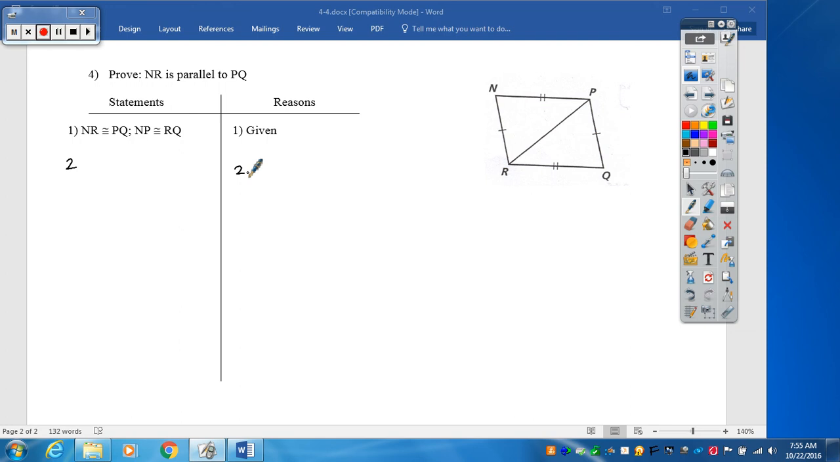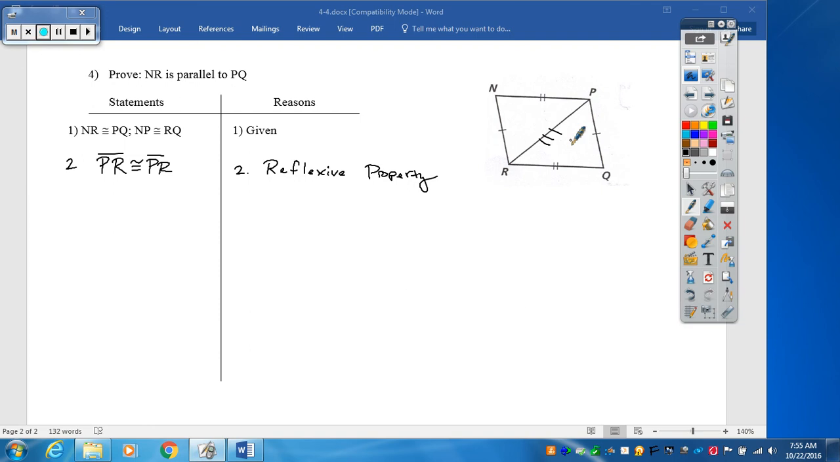All right, I look up there and I think you see the reflexive property, PR is congruent to PR. Well, that was simple because that led us to congruent triangles. By what reason? Well, I hope you see side, side, side there.